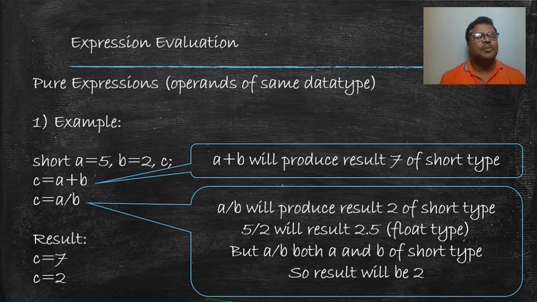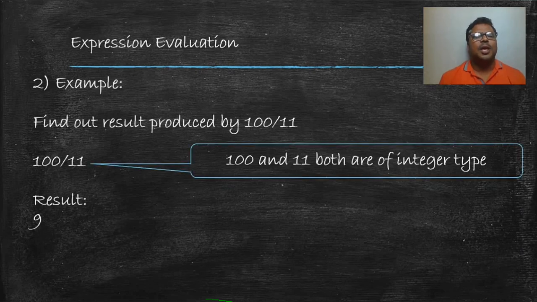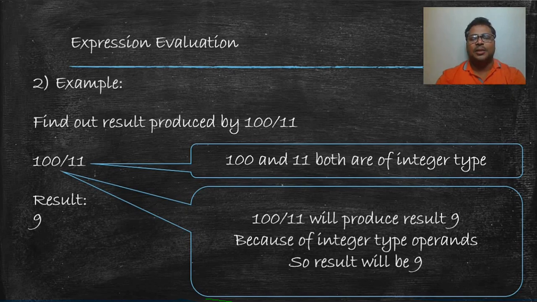Now another example in pure expression: suppose we have to find 100 by 11. 100 and 11 are both of integer type, so the result will be 9. But in mathematics, when we do this, the result will not be 9. It will be of float type, fractional type. But in a computer, both are of integer type, so we get 9, because 100 and 11 are both of integer type. So now go for the next. You understand, the same as I have said.